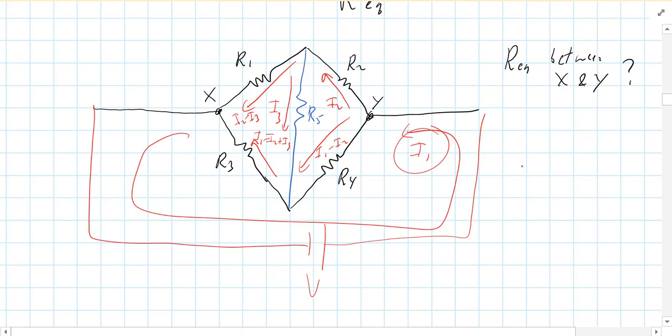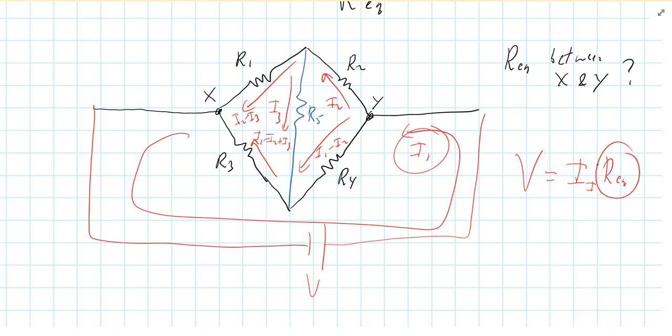And then we know that the total voltage of the battery is equal to the total current coming through the battery. So that would be I1 times REQ, and you'd solve for REQ, and that would be your equivalent resistance of that circuit. So you would use the stuff we've been doing, all the circuit analysis, to solve for I1, and then that would give you REQ. Okay.